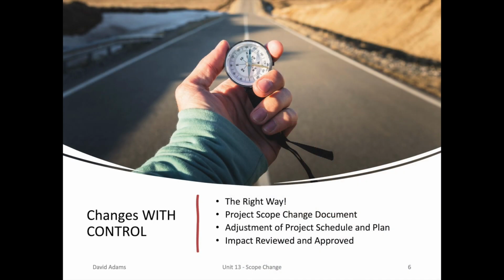So the right way is changes with control. That is, you're going to use a document, a project scope change document, and you'll make the adjustments to the project schedule and plan before you implement. You look at the impact to cost, time, schedule, and scope, and once it's approved, then you can make the changes.